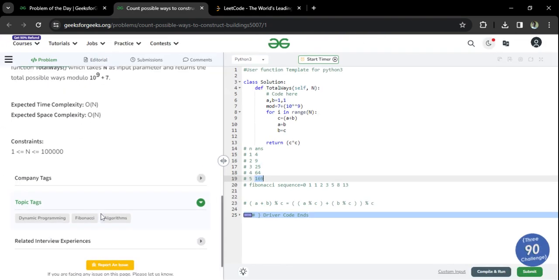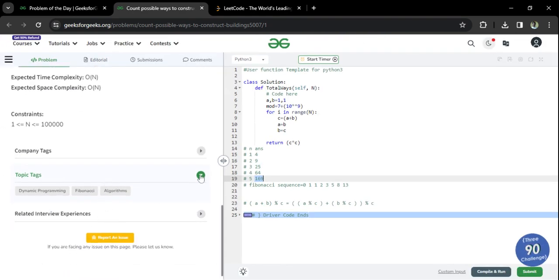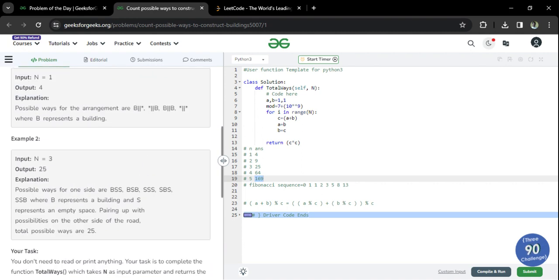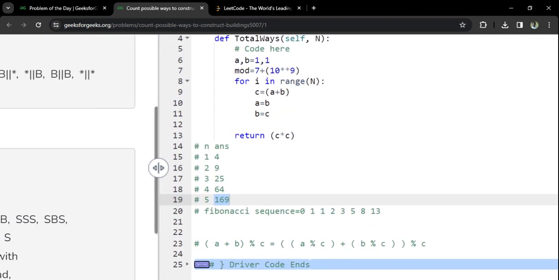And by the way, if you come down and open the topic tags, you will get to know that the Fibonacci series is also being followed here. How it is being followed, we will see that. So by the way, what is the Fibonacci series? What is the Fibonacci sequence? So this is the one.